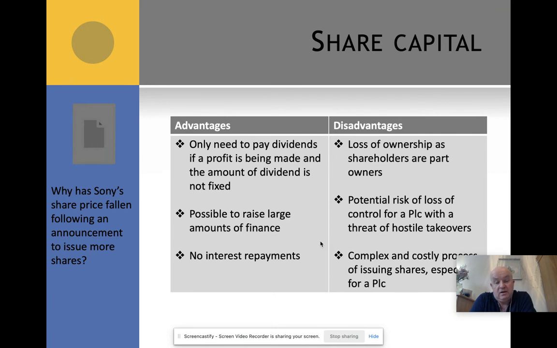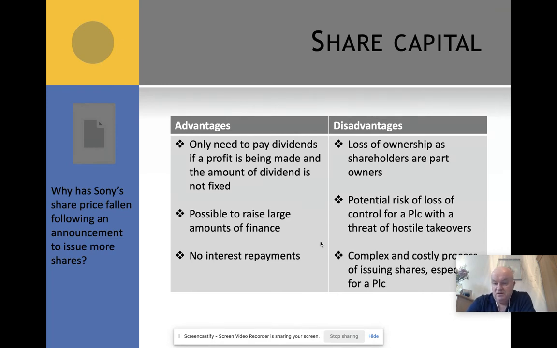Basically, the amount of money that is generated is based on the share price that you issue your shares at, and effectively anybody that's buying shares in your business will hopefully get some benefit via either dividend or an increase in share price, but you don't have to pay interest on the money that people have bought their shares with.